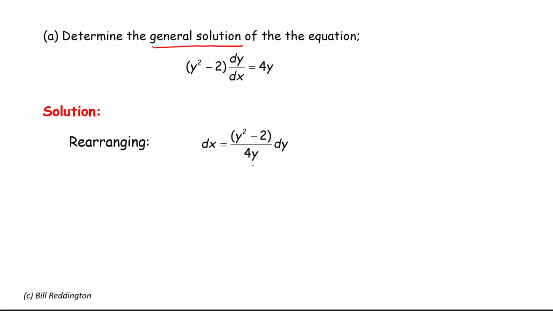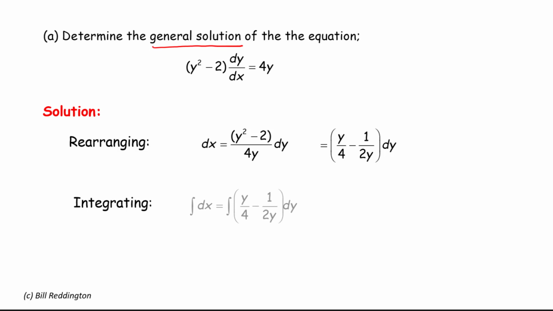And now what we need to do is get rid of the dx and dy. Basically we want to get everything in terms of x and y. So we integrate both sides. But before we do that, let's just divide y squared by 4y, which is y over 4. The y here cancels with this, and you'll have minus 2 over 4y, which is the same as 1 over 2y. Okay, so now we can integrate both sides.